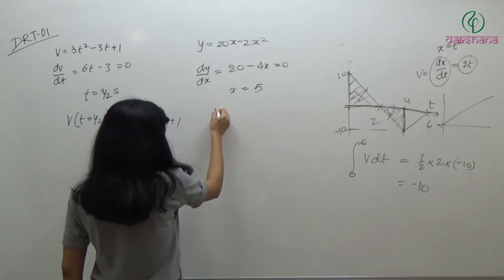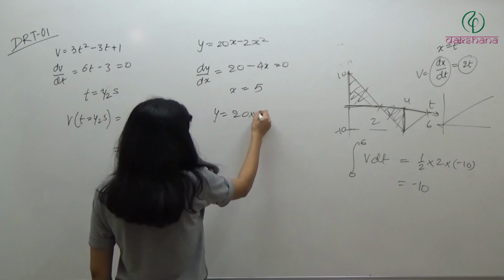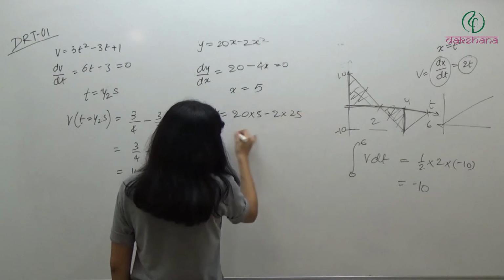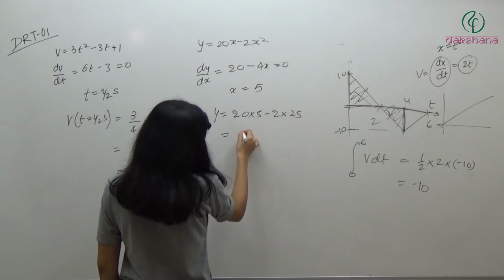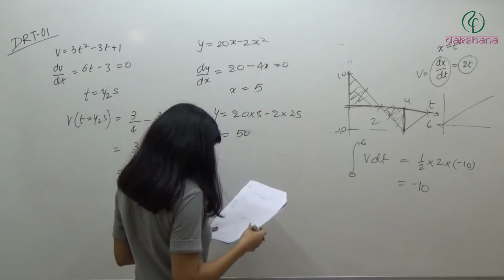Then maximum value will be y is equal to 20 into 5 minus 2 into 25. It will be 50. So maximum value will be 50.